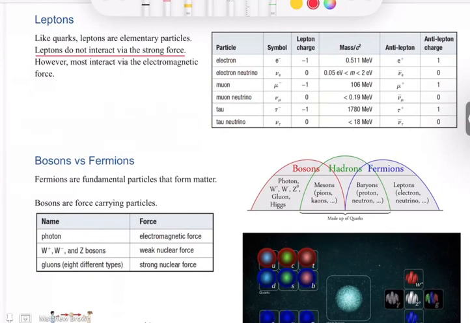You can see the symbols. You can look at that again. Remember, they do have antiparticles for all of these things. There's going to be an antiparticle version.